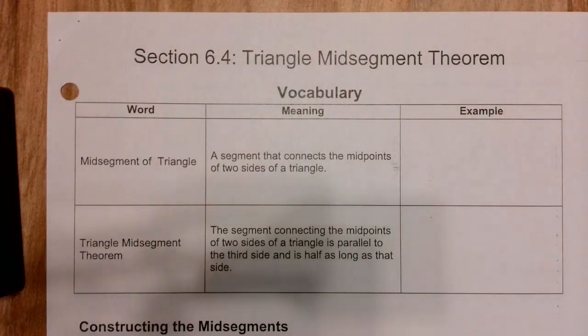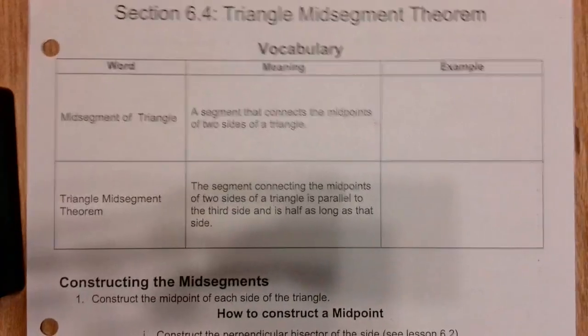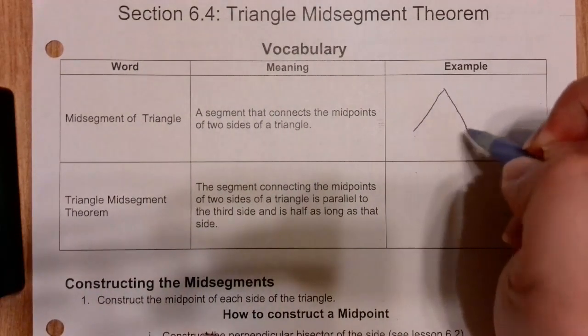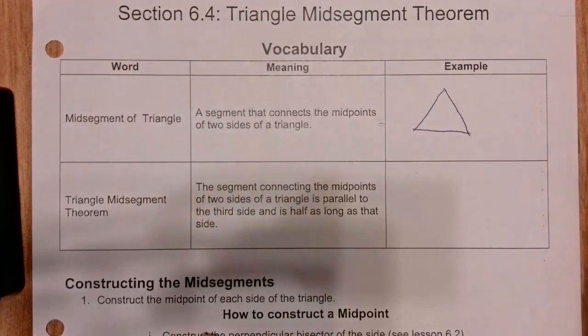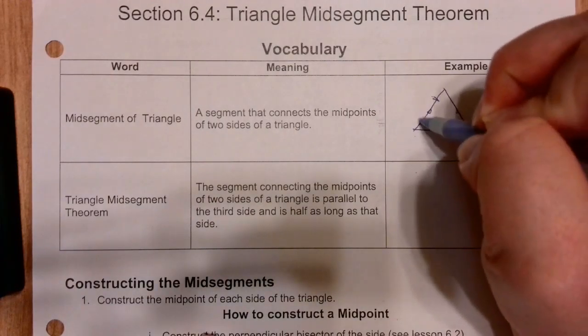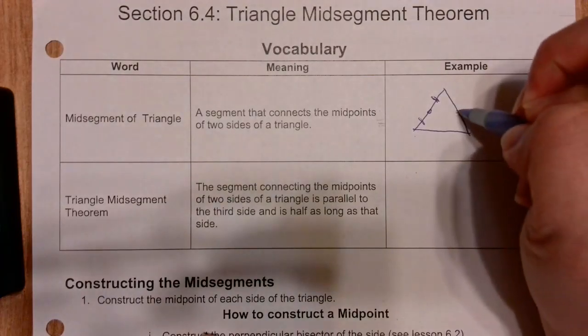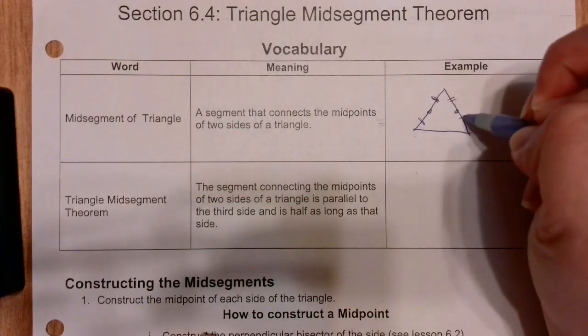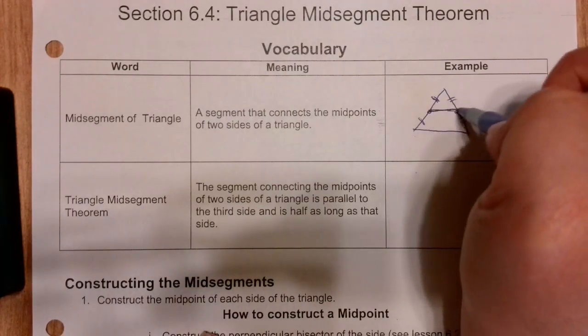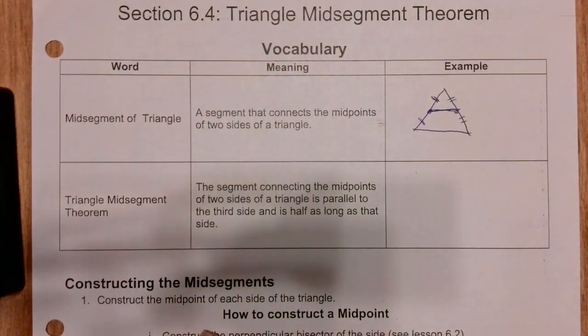Section 6.4, the triangle mid-segment theorem. So the first thing you need to know here is what a mid-segment is. A mid-segment in a triangle connects one midpoint to another midpoint. So we would know this is a midpoint because of tick marks there. We would know this one is a midpoint because of 2 tick marks and 2 tick marks. And the line connecting them is the mid-segment.